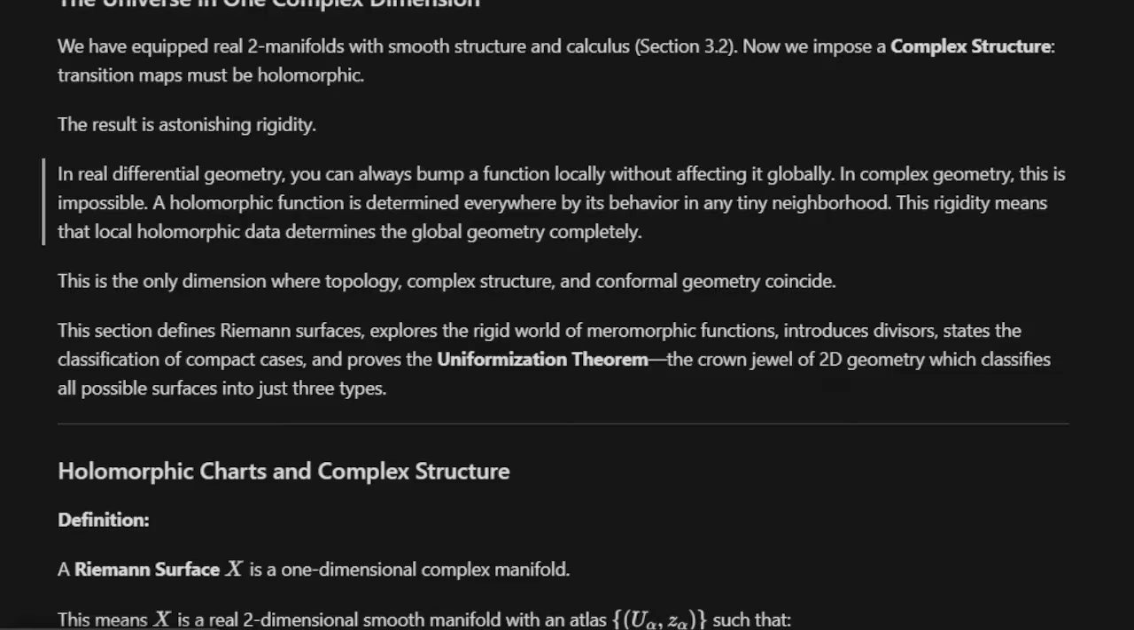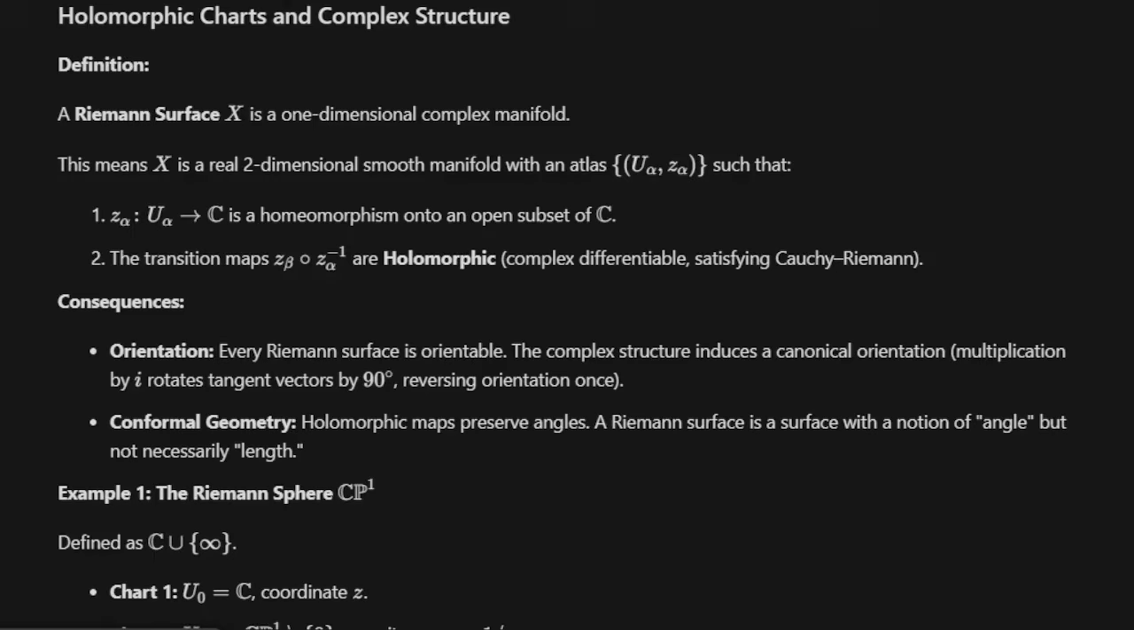So this section will discover the crown jewel of 2-dimensional geometry, which is the uniformization theorem. It tells us that despite the infinite variety of shapes that a 2D surface can take, there are only 3 possible geometries in the entire universe. We have proven this with complex structure. So let's look at holomorphic charts first. A Riemann surface, which we define as X, is a 1-dimensional complex manifold. This means X is a real 2-dimensional surface equipped with an atlas where the transition maps are biholomorphic functions from the complex plane to the complex plane itself. All right, and so that's what this means.